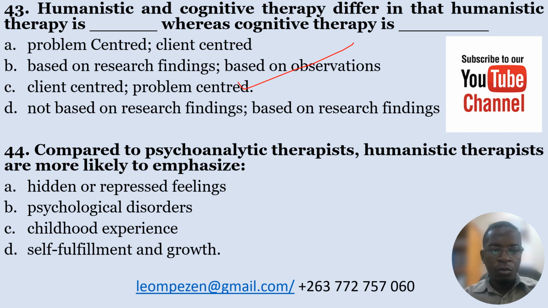Number 44, compared to psychoanalytic therapists, humanistic therapists are more likely to emphasize A, hidden or repressed feelings, B, psychological disorders, C, childhood experiences, D, self-fulfillment and growth. The correct answer here is D. Unlike psychoanalytic therapists, humanistic therapists are more likely to emphasize self-fulfillment and growth. When you talk of humanistic therapists, we are talking about theorists like Maslow and Carl Rogers. So the correct answer here is D.